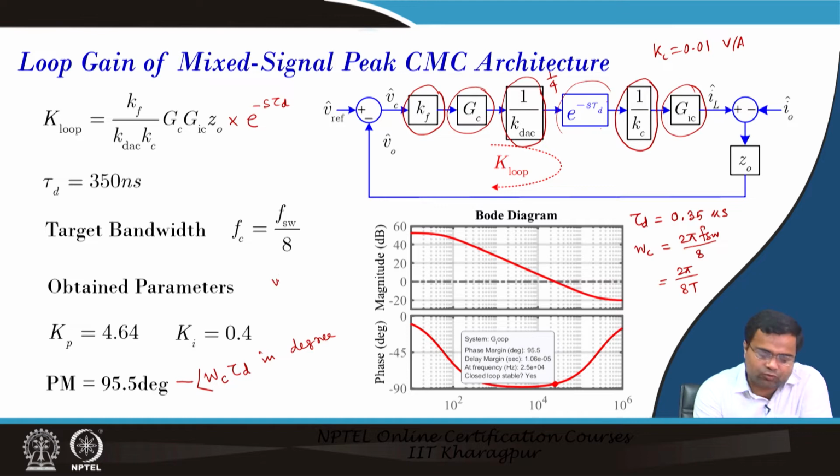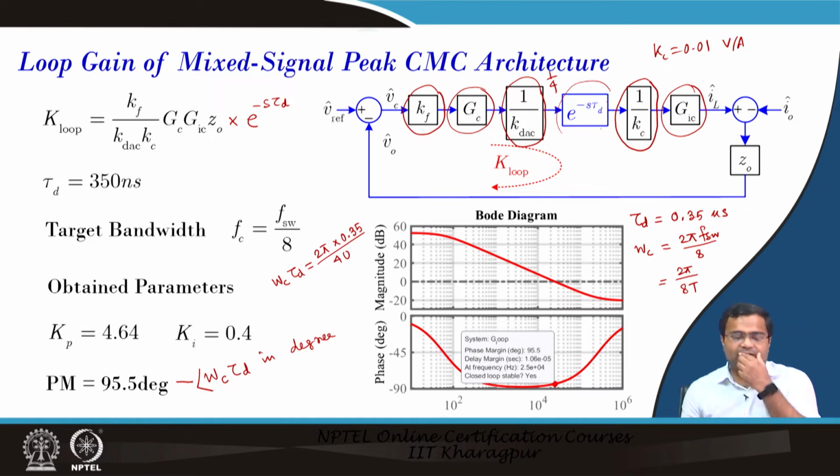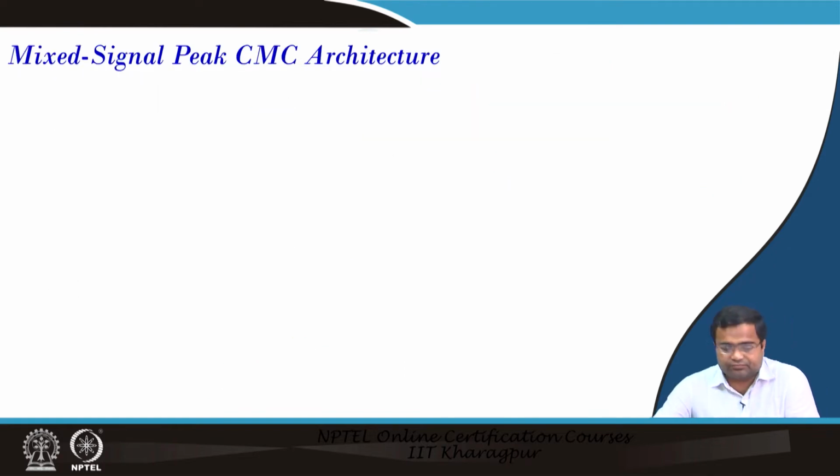So, what is omega c into tau d? T is 5 microsecond, so it will be 2 pi divided by 8 into 5, that is 40, times 0.35. Okay. So, this term is quite small, that omega c into tau d is very small. As a result, the phase contribution will be negligible, insignificant.